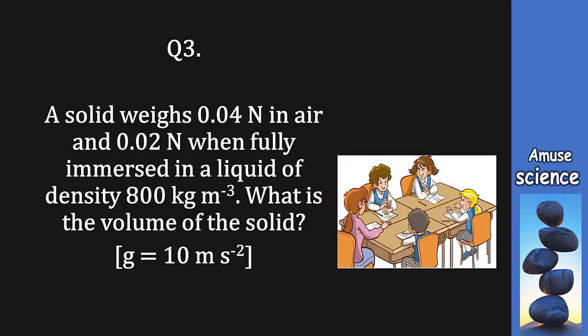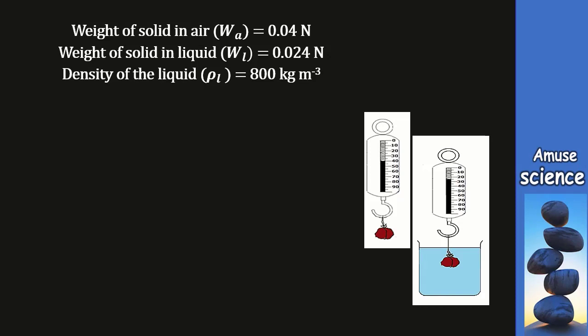Alright, so let us put down the details of the question and now analyze the question. First of all, we have been told that the weight of the solid in air is 0.04 newtons. Now it is being fully immersed in a liquid, and the weight of the solid in the liquid is 0.024 newtons. Once again, we expect that the weight will reduce because of upthrust. The density of the liquid is given as 800 kilograms per cubic meter. The question is asking us to find the volume of the solid.